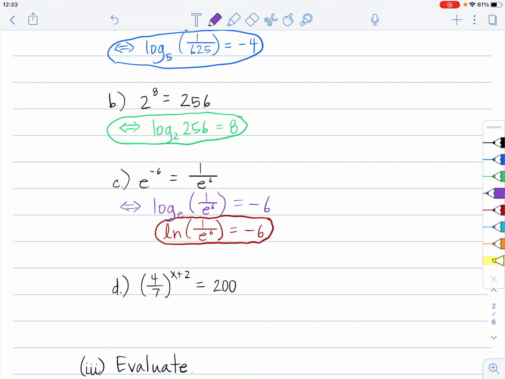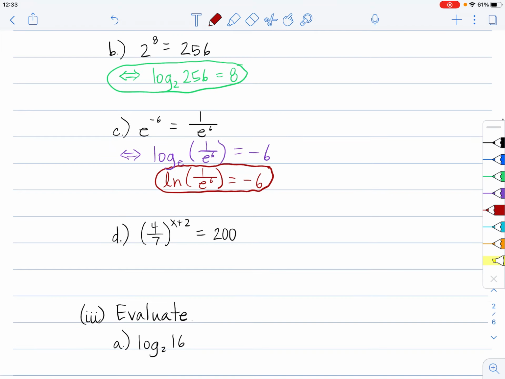Okay, but last thing, where we're headed is we are going to be given ln of 1 over e to the 6th, and we are going to need to be able to come up with that he is equal to negative 6. And so just know that going between the two forms, understanding how logs work is super important, so that way we are able to evaluate log base 2 of 16, where we're not given what he's equal to, we're supposed to come up with what he's equal to.